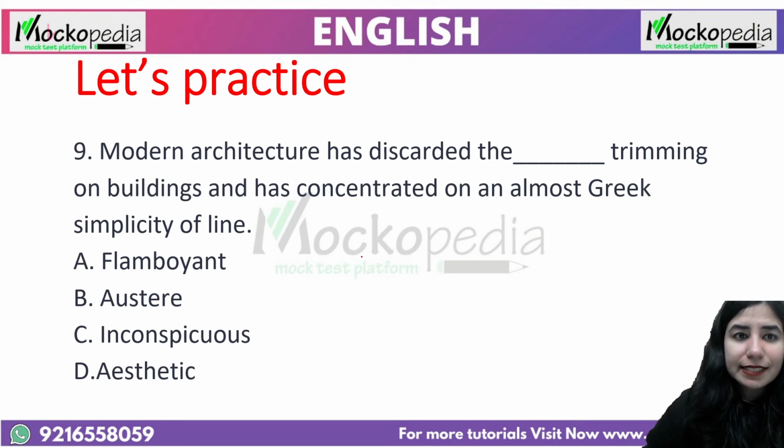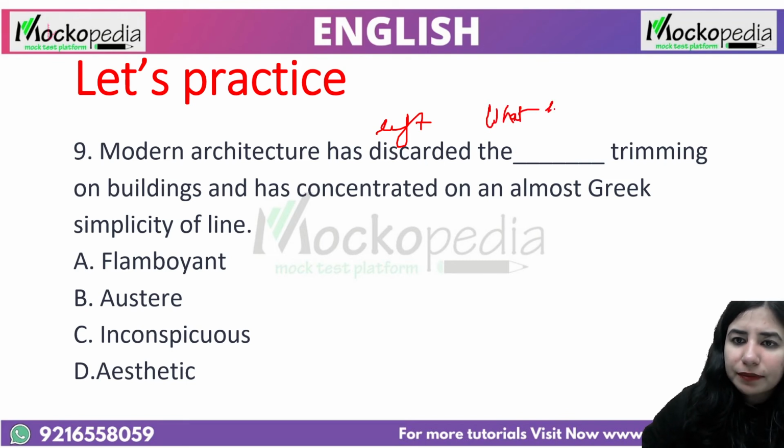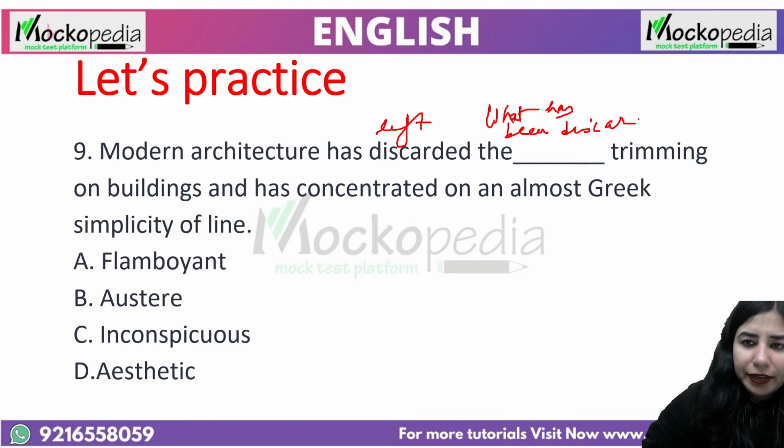So let's discuss. I'm sure you must have tried. Modern architecture is discarded. Discarded matlab left. The dash trimming on buildings. Trimming, you understand, right? And has concentrated in almost Greek simplicity of life. So, what are we talking about? What has been discarded, right? What has been discarded in modern architecture.